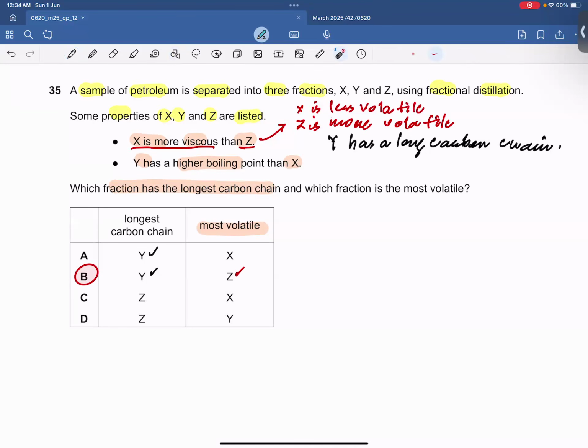If X is more viscous, which means X has more density. If X has more density, obviously denser substances cannot evaporate at RTP. And which is why Z is more volatile, because it can easily evaporate at RTP, okay?